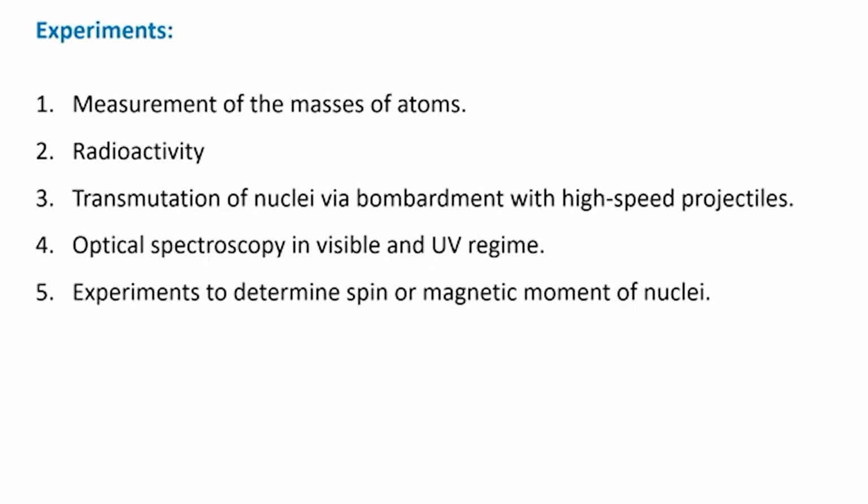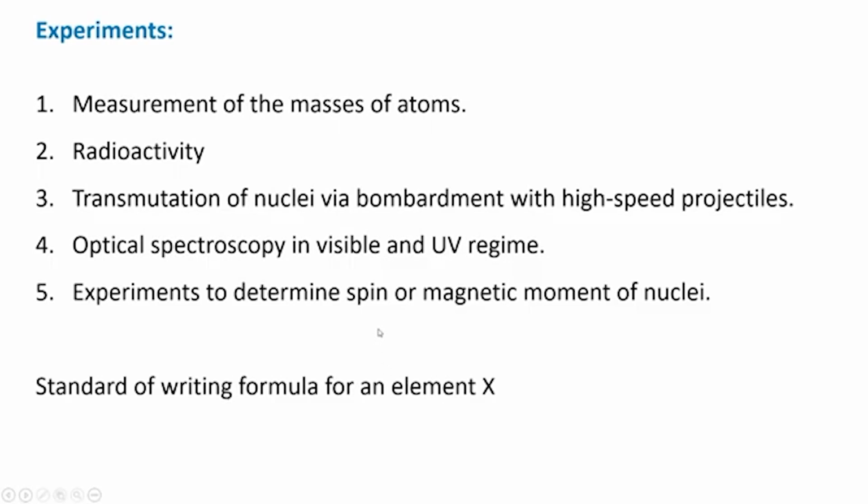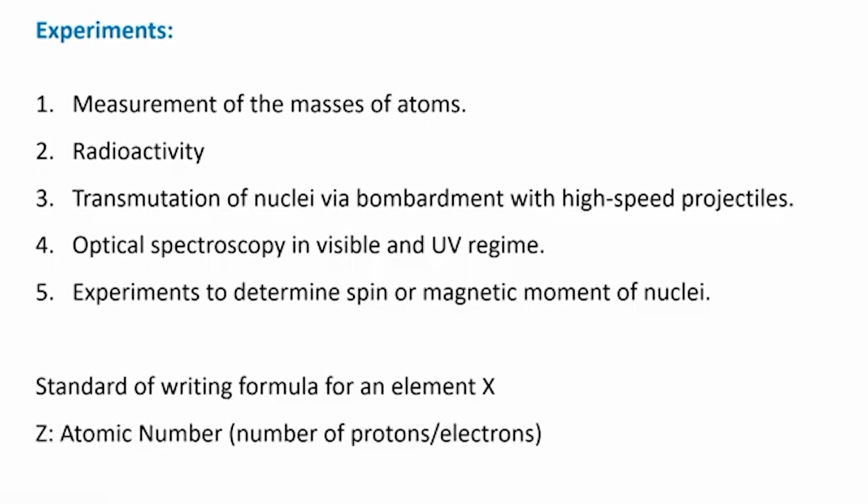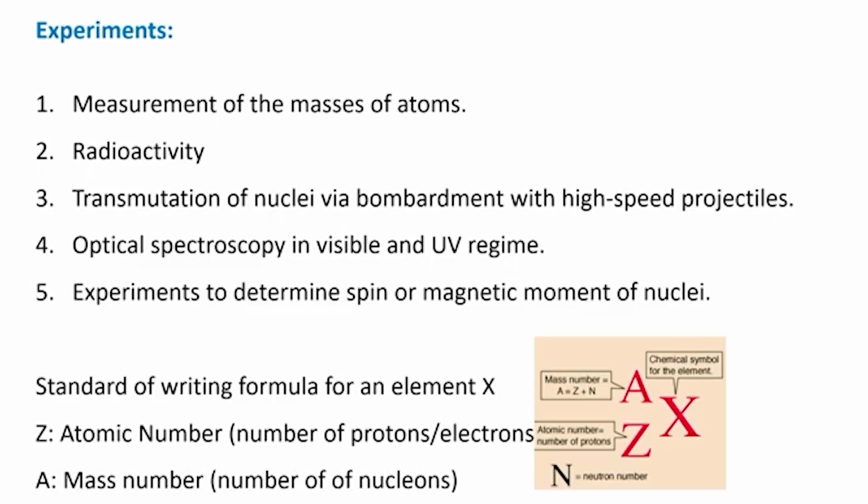And these are used to understand the structure of the nucleus, the constituents of the nucleus to be very precise. So, this is the standard way of writing the formula for an element, say X, with Z being the atomic number, which is the number of protons and the electrons, and A is the mass number, and one actually writes it like this, where you see this X, which is the chemical symbol for the element, and then there is the mass number. It is written as Z plus N, which means that it is the number of protons plus the number of neutrons, but that was not clear earlier. And Z, of course, is called the atomic number, which is the number of protons or the electrons.